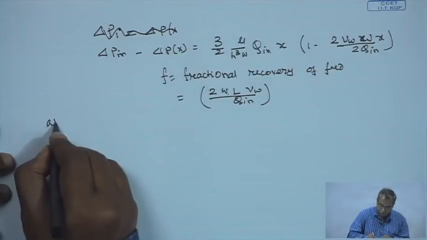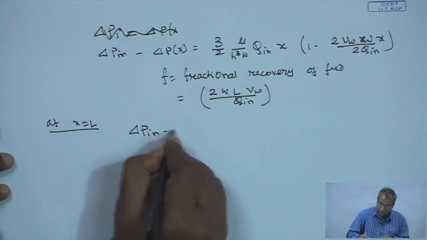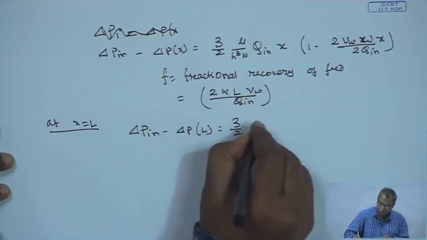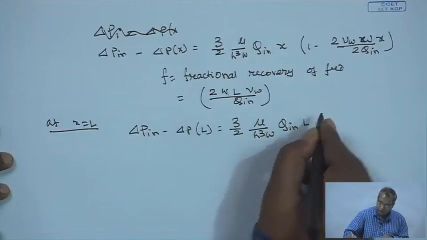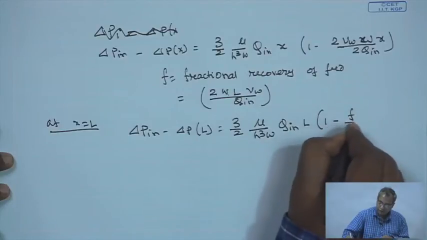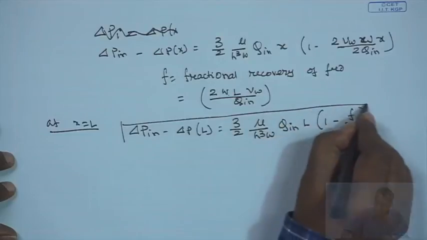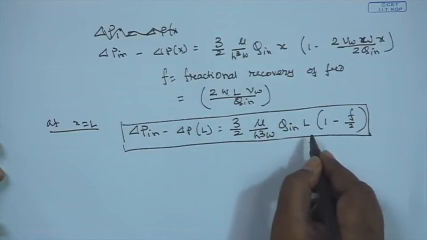At x equal to L, the end of the module, Δp in minus Δp L is equal to 3/(2μ h³ w) q in L times (1 minus f/2). So, this is the pressure drop across the channel, and according to this pressure drop one can select a pump, so that this much pressure drop in the module will be sustained by the pump.